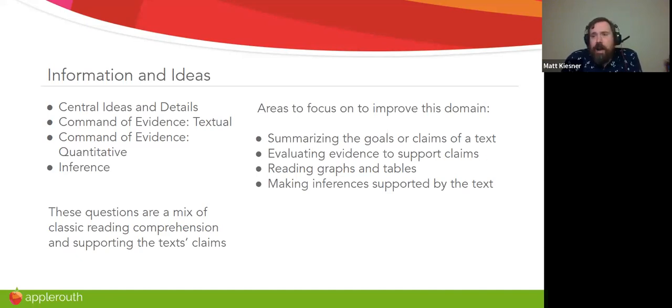Be comfortable reading graphs and tables. None of those are going to be too complex on the SAT, but remember, I need to know what the axes are, or the rows and columns, and make sure that I pick information that's relevant to whatever the text is saying. And then make logical inferences, not doing something too grandiose. For these kinds of questions, it's just the next step.